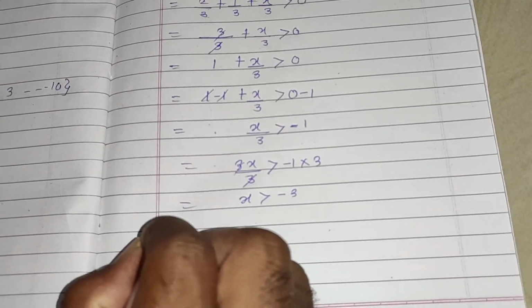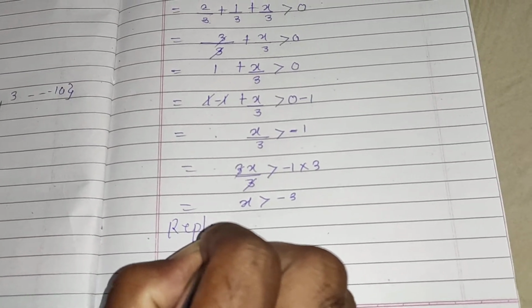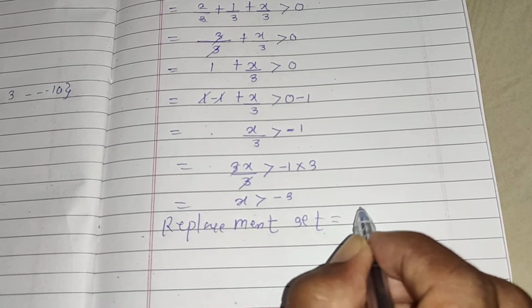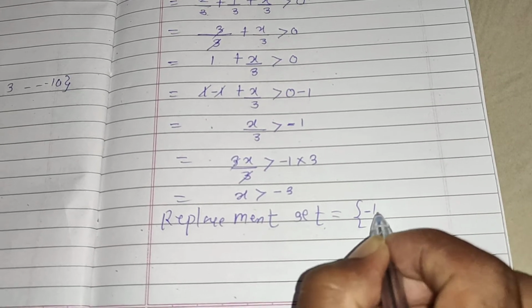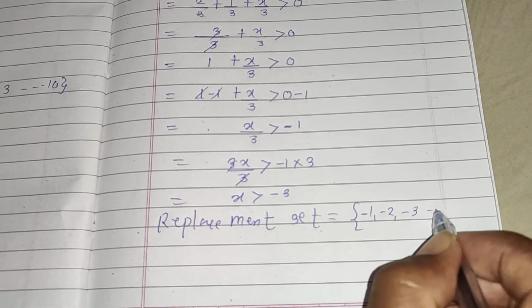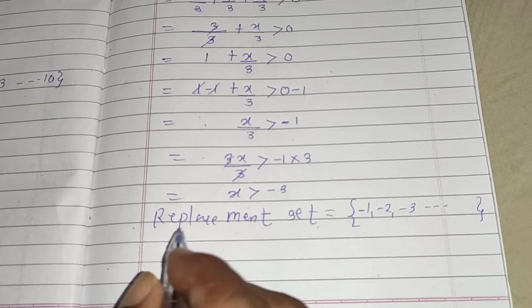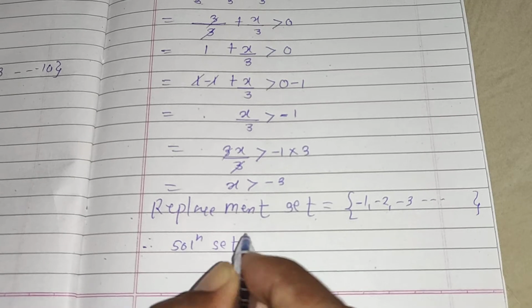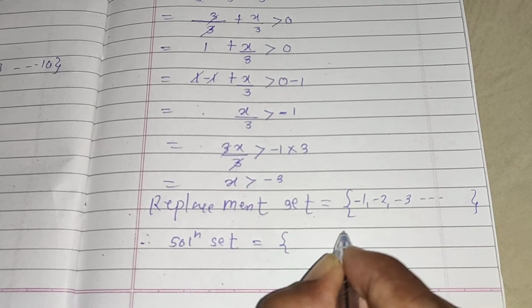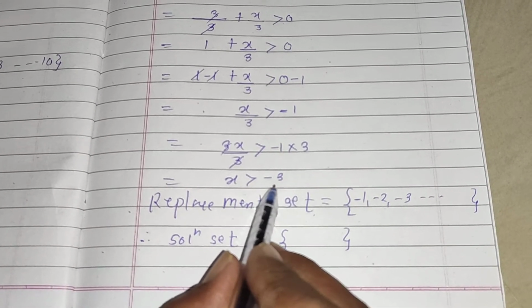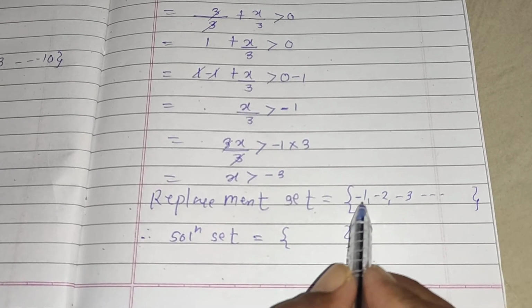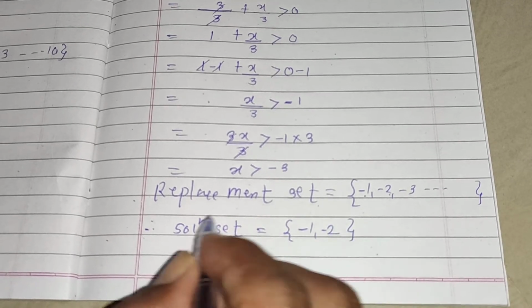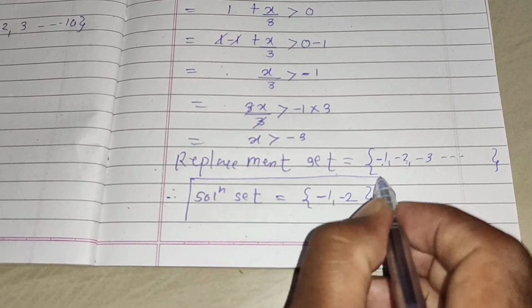We are having replacement set is minus 1, minus 2, minus 3 up to negative infinity. So therefore our required solution set is, our required x is greater than minus 3, that means our required answer is minus 1 and minus 2. So here is our required solution set.